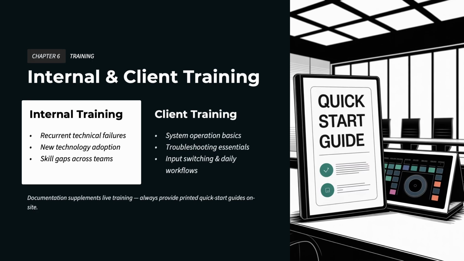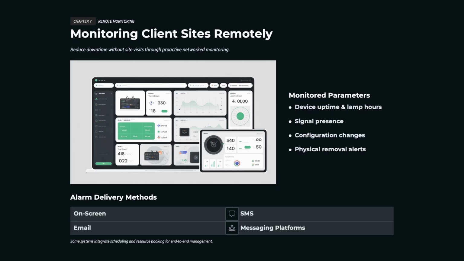Let's talk about monitoring client sites remotely. The purpose of remote monitoring is to reduce downtime without site visits. Monitored parameters include device uptime, lamp hours, signal presence, configuration changes, and physical removal. There are a few popular alert delivery methods. There are on-screen alerts or SMS, email, messaging platforms. SNMP is a popular networking protocol to do this. Some systems integrate scheduling and resource booking too.